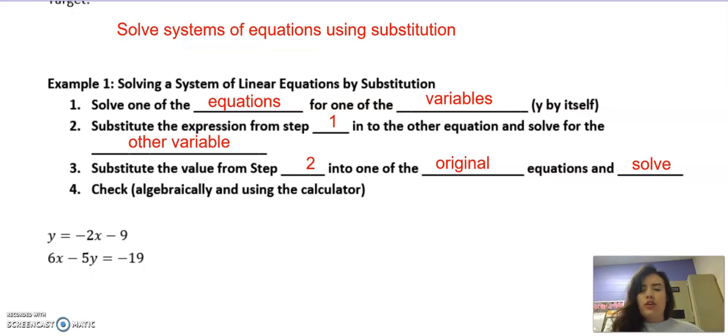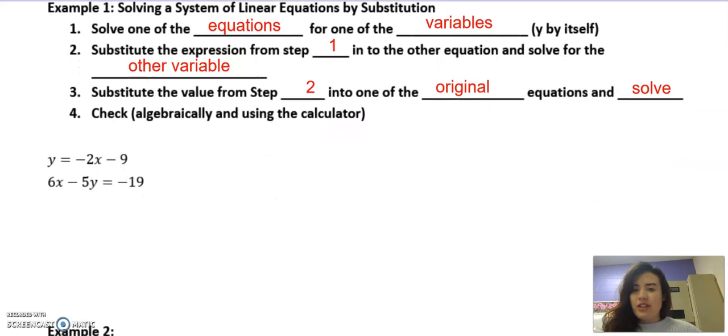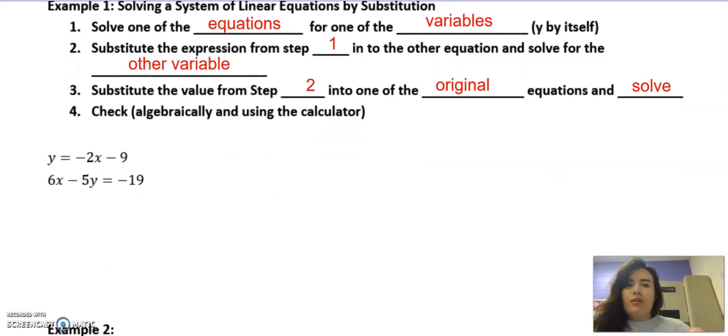We're going to solve one of the equations for one of the variables, because we need to get only one variable in that equation, because after that we're substituting an expression from step 1 into the other equation and solving for that variable. So this is hard to follow right now, but I'll walk through the steps as we solve the first example. So after we substitute the first time, we substitute that value and find the other variable value. Again, I think it's kind of hard to follow steps until we actually do them. So let's start with number 1.